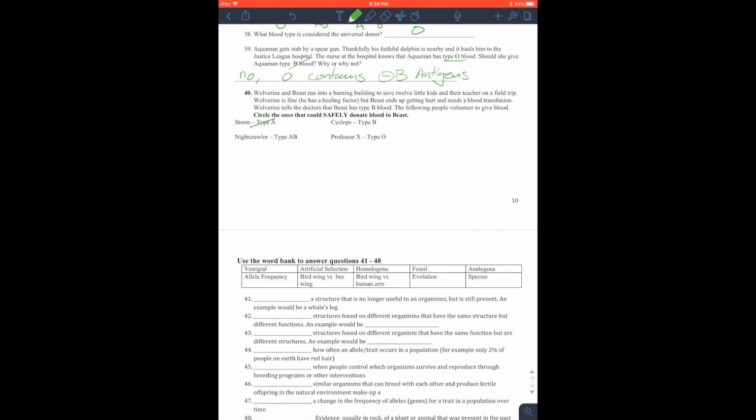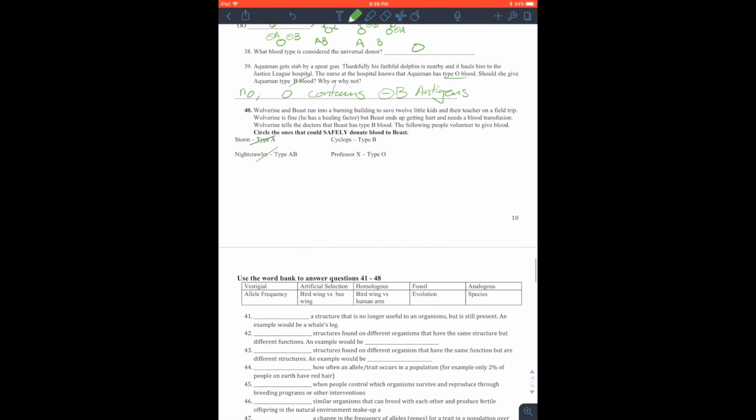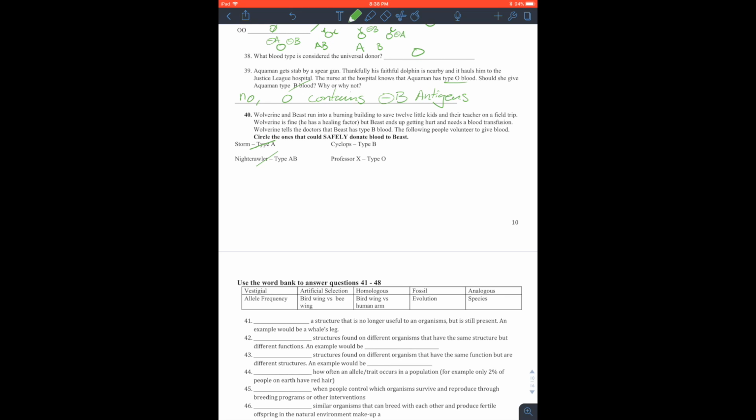A cannot give to B. Okay, AB cannot donate to B. Professor X is type O. He would be safe. And Cyclops is type B.